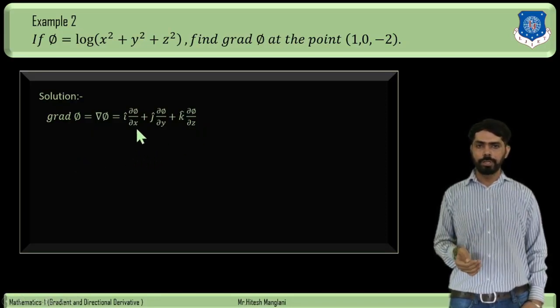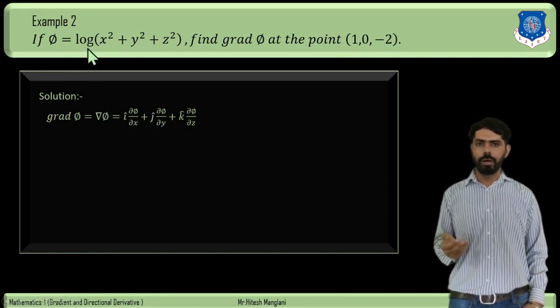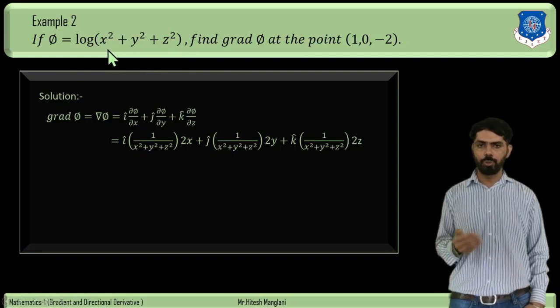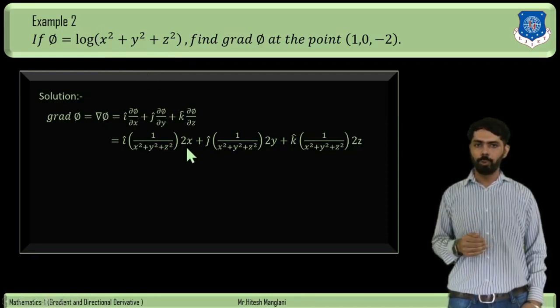So here first of all we will find out del phi by del x. That means we will take partial differentiation of phi with respect to x. Now derivative of log x with respect to x will be 1 divided by x. Therefore here it will be i into 1 divided by x square plus y square plus z square. Now here we will take derivative of this bracket also. So here first term in the bracket is x square. So derivative of x square with respect to x will be 2x. And y and z are constant because we are partially differentiating with respect to x. So here it will be 2x.